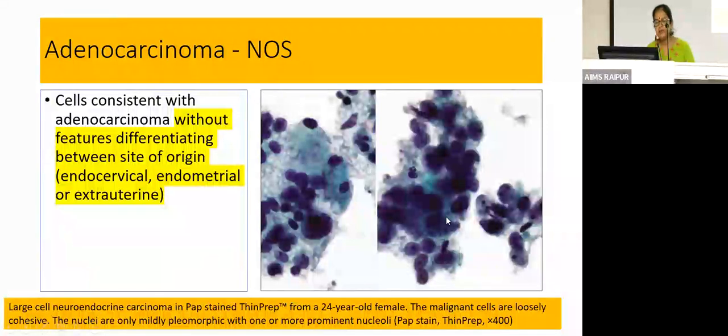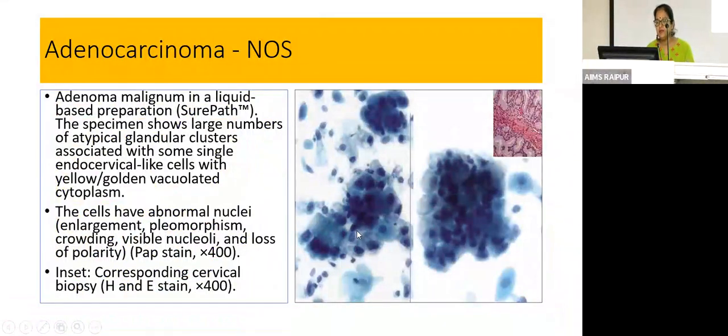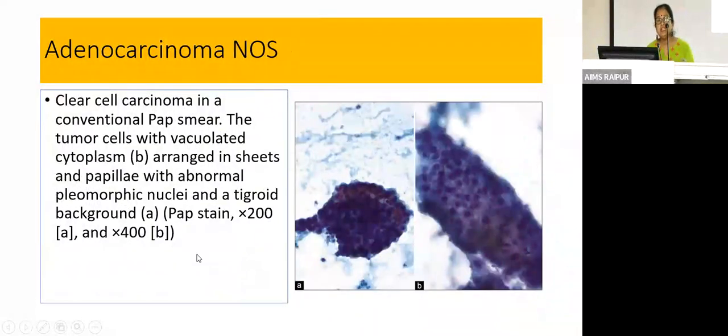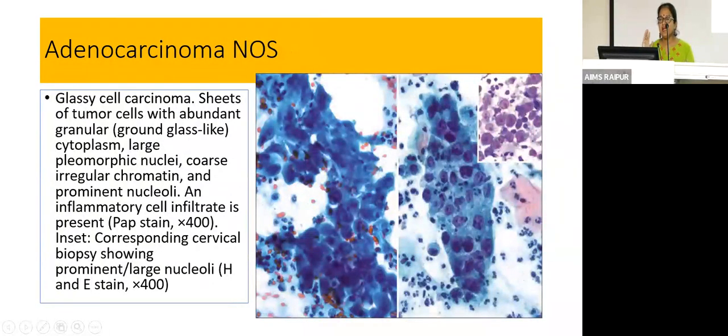Here, ultimately, the diagnosis was a large cell neuroendocrine carcinoma. But it can also be a cervical lesion. For example, this smear turned out to be an adenoma malignum. And this turned out to be clear cell carcinoma. And this was a glassy cell carcinoma. But they were all in cytology called adenocarcinoma, NOS. Similarly, you can have fallopian tube and others.